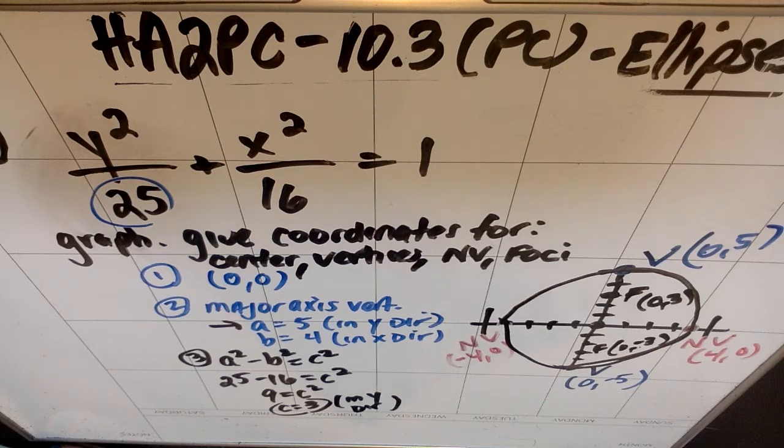So it is slightly taller in the vertical direction, but it's closer to a circle. And we're going to talk about what that means. There is actually a term for it being closer to a circle.